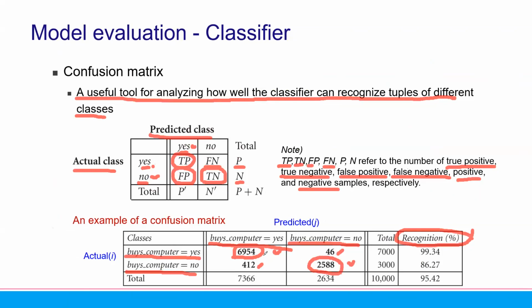So you can check that this recognition, 95.42, is the result from yes 96954 plus 2588, divided by 10,000, because the 10,000 is all the data.